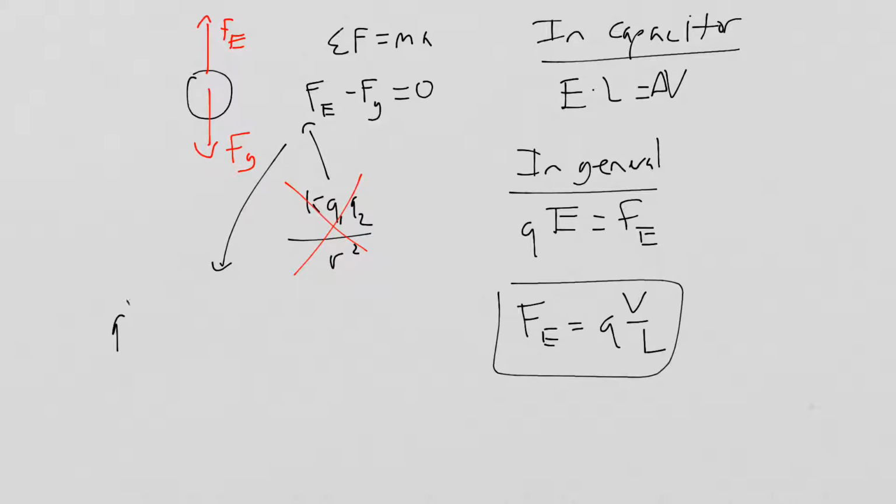So we can substitute all this in. So we get QV over L minus mg equals 0. I want to solve for Q. Right, so once you get this set up, really the entire part of this problem is recognizing the electric force. Once you get that set up, it's pretty easy. Q equals mgL over V, right?